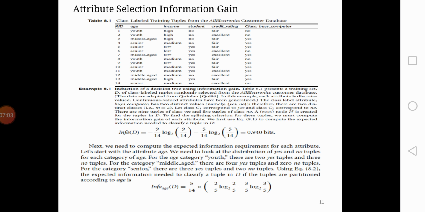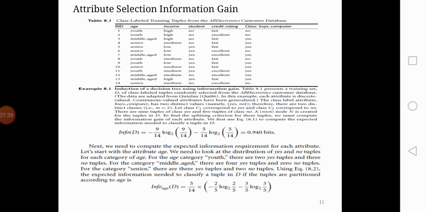The class label attribute, as I told, buys computer, contains two different values, namely yes and no. Therefore, there are two distinct classes. As I told, m is the number of distinct classes. That's why we use m in the given formula. First formula: Info(D) equals minus summation of i equals 1 to m of pi log2 of pi.